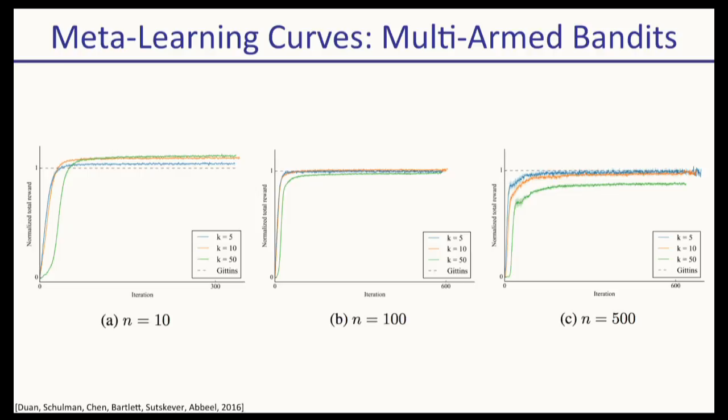Yes? So for the biggest case, the 500, is it underperforming just because the model itself doesn't have enough capacity? Like if you put more units in it, do you expect it to be closer to the Gittins index? So not sure about that. Actually, it's a solid question.